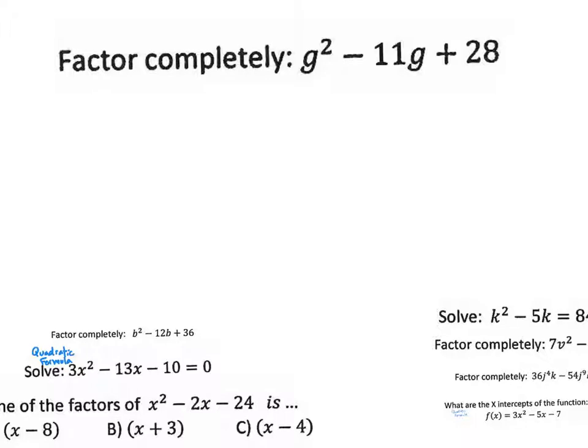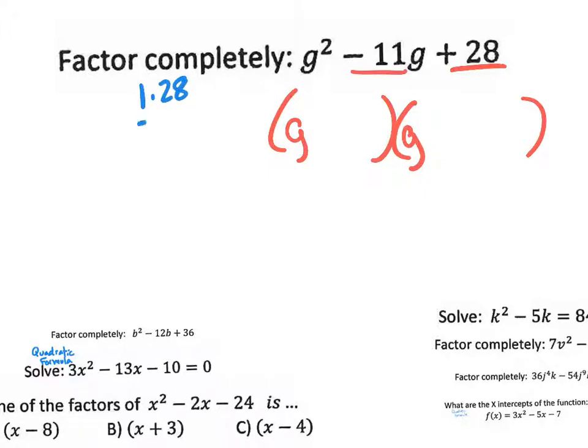Just straight up factor. So right there, again, there's no a value in the front. The a value is 1. Anytime the a value is 1, it's super easy. You just set up this format and you think what times what is the c value that if you combine together is the b value. Now, if you're struggling with this, make a list. How could you get 28? Well, there's 1 times 28. There's 2 times 14. There's 3 times, 4 times 7.